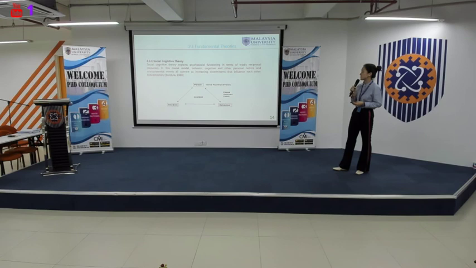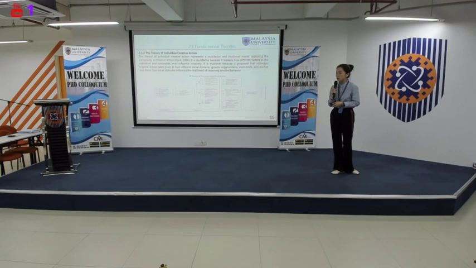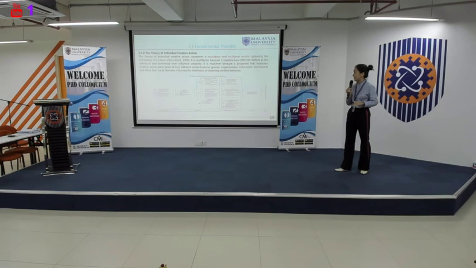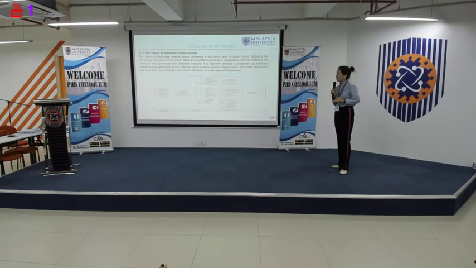The second one is the theory of individual creative action. The theory of individual creative action represents a multi-factor and multi-level model capturing the complexity of creative action. It is multi-factor because it explains how different factors at individual and contextual levels influence creativity. And it is multi-level because it proposes that individual creative action takes place in four different social domains: groups, organizations, institutions, and the market. And these four social domains influence the likelihood of observing creative behavior.